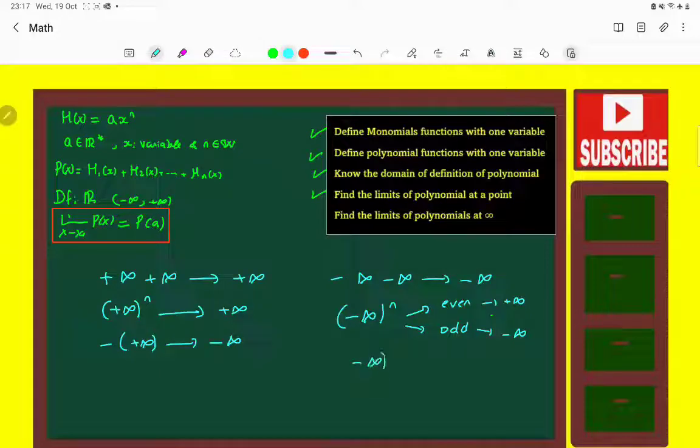Example, negative infinity power 3 will go to negative infinity because simply 3 is odd. And negative infinity power 4 will go to plus infinity because 4 is an even power.